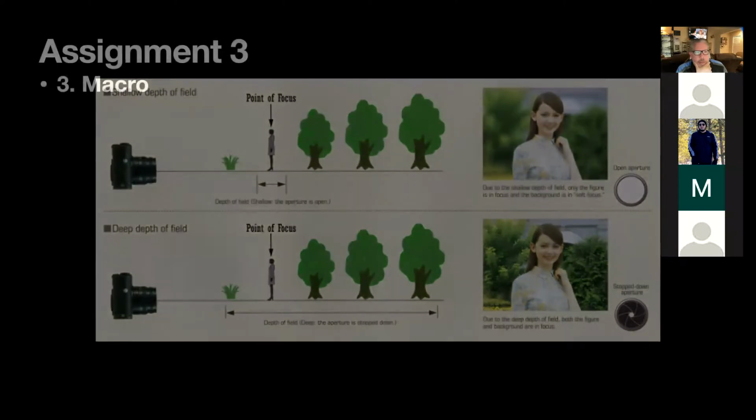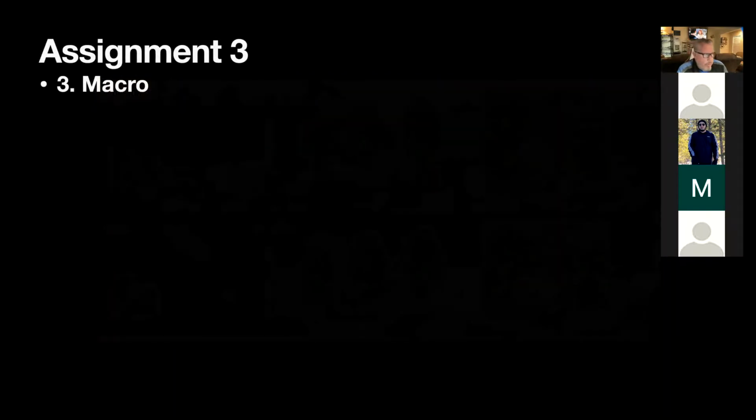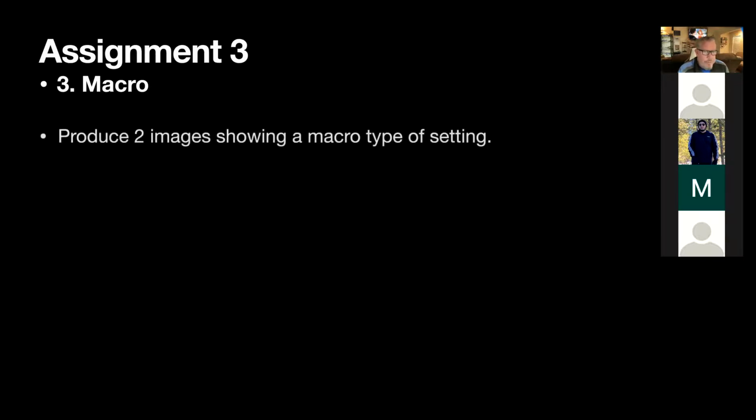Okay. The third part of this is macro or close-up. This is by far and away sort of the trickiest one to do. I would recommend doing it last because you're going to change a setting on your camera to make this work. Okay, so I would recommend doing macro last. So produce 2 images showing a macro type of setting.